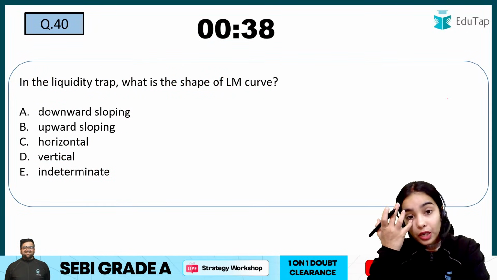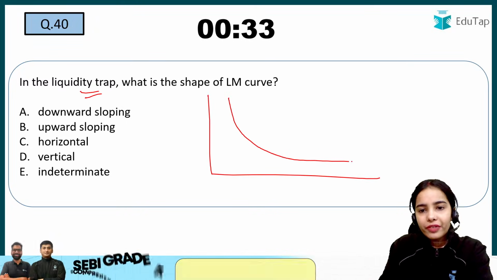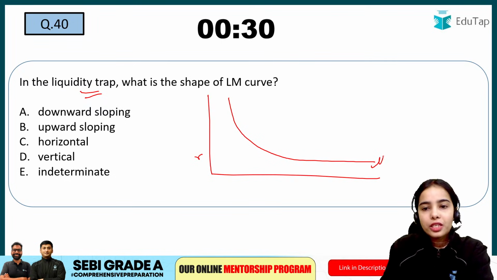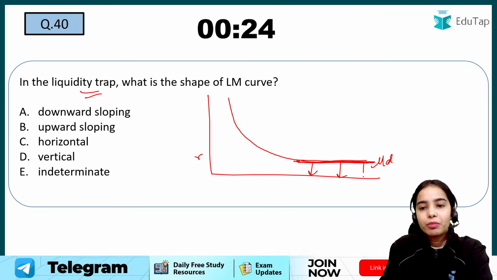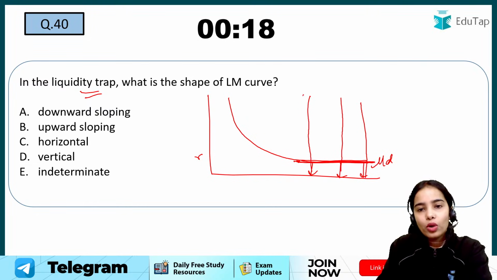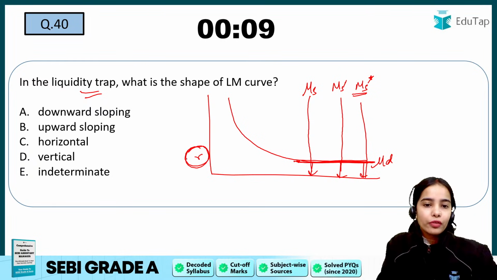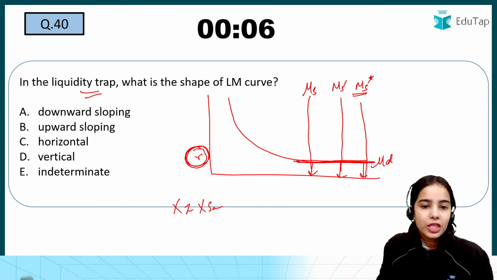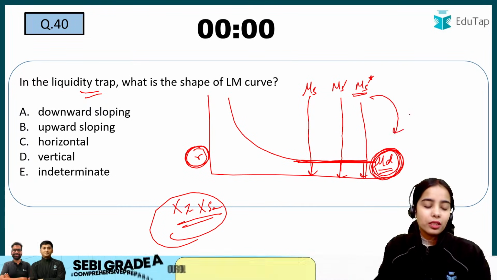Now, in the liquidity trap, what is the shape of the LM curve? The liquidity trap is when, at a very low rate of interest, the demand for money is horizontal. That means people at the low rate of interest are demanding all the money that they can hold. So whatever the money supply, people are ready to hold all the money. At a very low rate of interest, people do not want to invest, people do not want to save, they want to hold. The people are demanding all the money that is available in the economy.